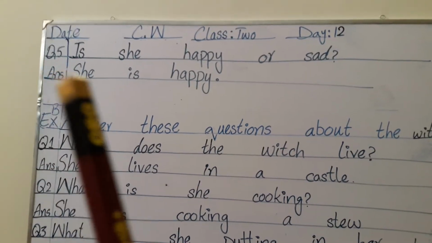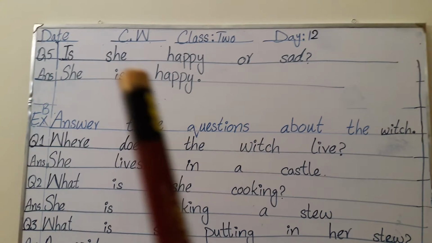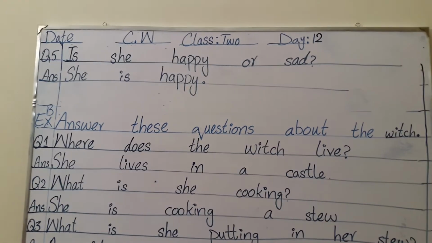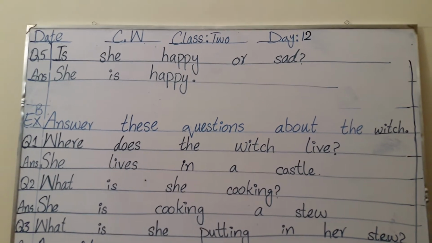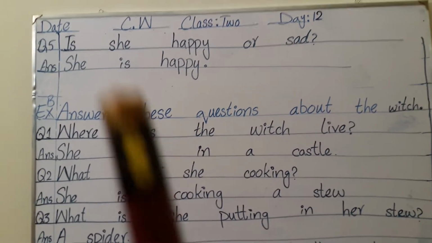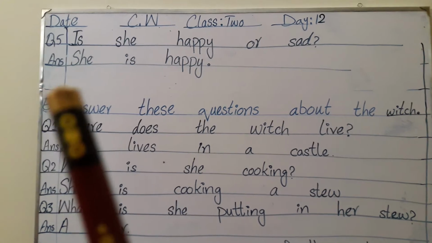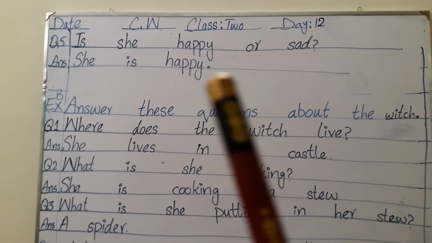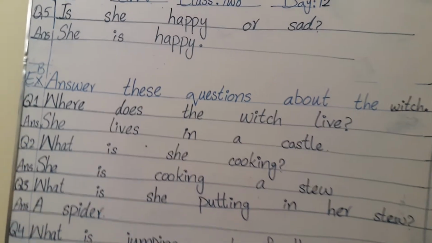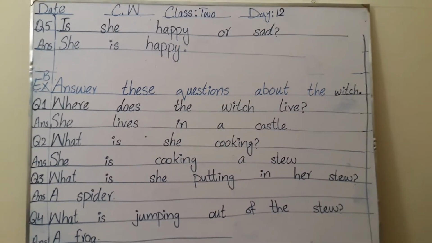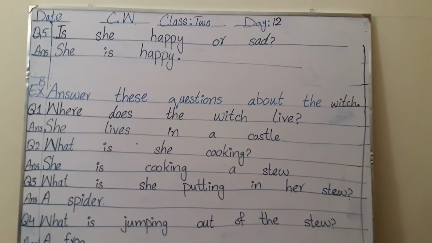Write answer 5. Question and answer both on a new page if you don't have space in the first page. Is she happy or sad? She mean which? Yes, she is happy. Note down these questions in your notebook. Also learn them.